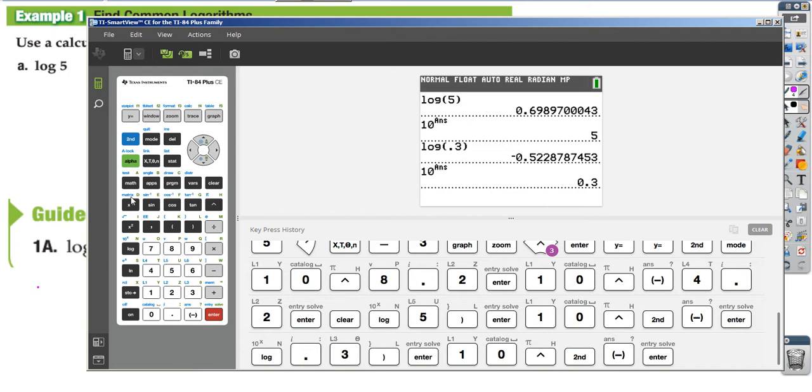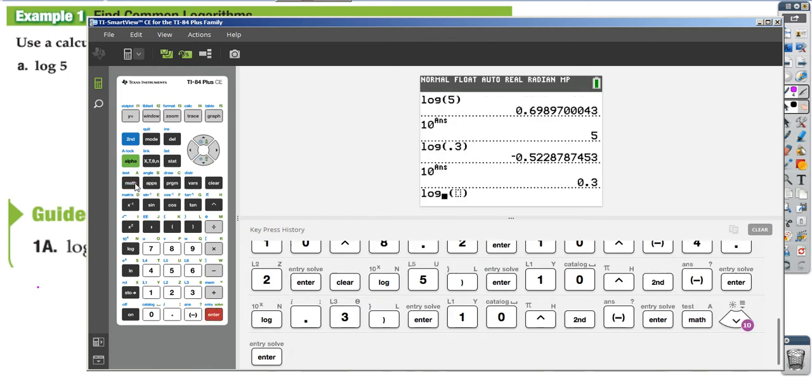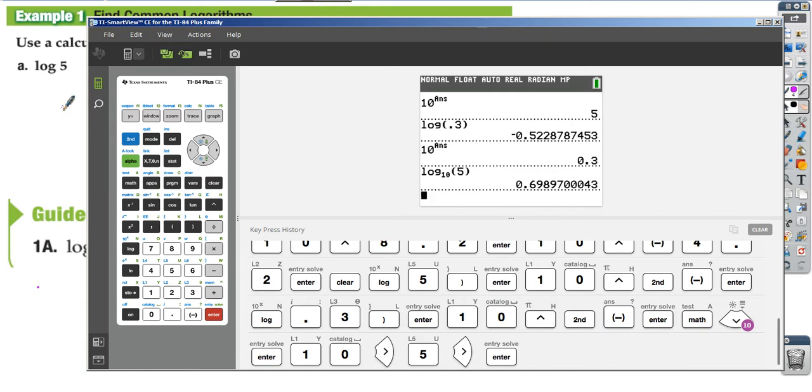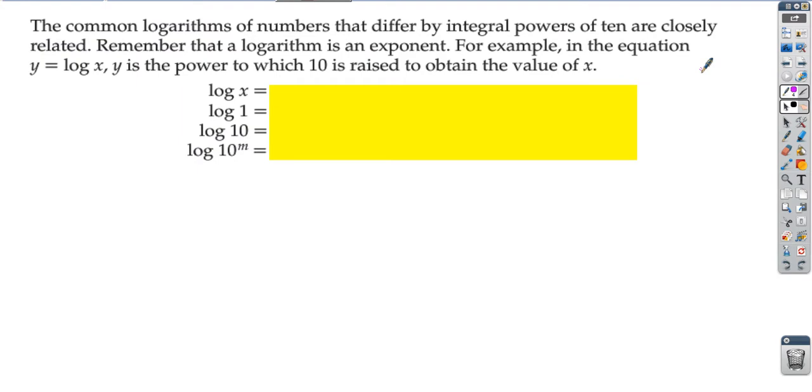Okay, you could also do it by going to math and then scrolling all the way down to log base. And just to prove it to you, let's do the log base 10 of 5. We should get the same 0.698 answer, and we do. So that just shows you the calculator assumes that log means log base 10.